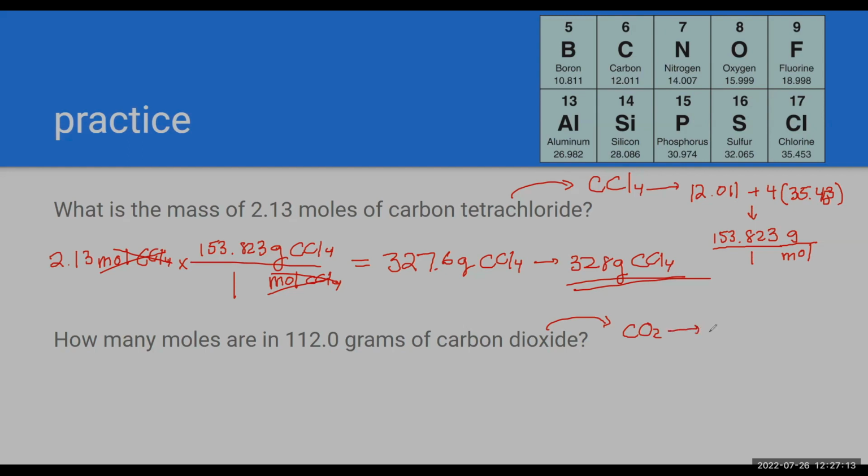And its molecular mass is going to be 12.011 plus 2 of the oxygens. So each oxygen weighs 15.999. And if we add that together, we should get somewhere around 44. Yeah, so I'm getting a molecular weight of 44.009.